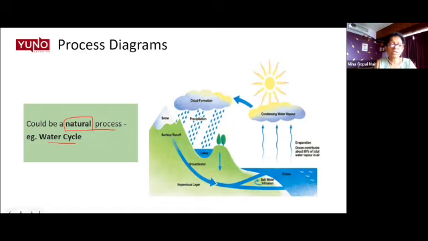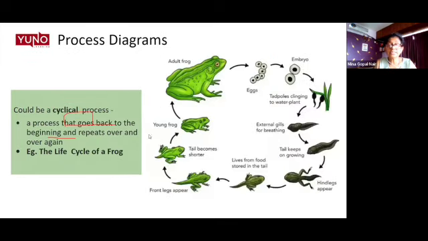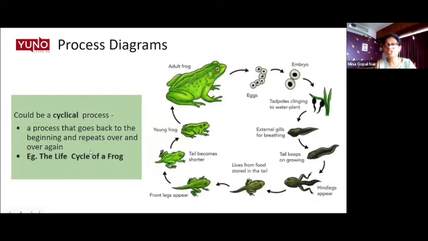You could also have the life cycle of certain animals. For example, there is this question over here. It is the life cycle of a frog. So this is also a natural process. But the reason why I have put this over here is to indicate that this is a cyclical process. What is a cyclical process? It works like a cycle. It doesn't stop. It just continues to happen in nature.